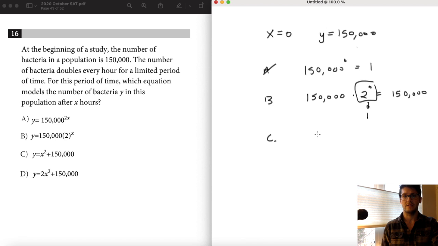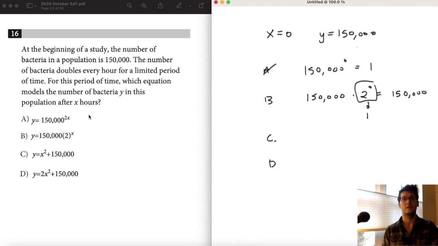Look, first, when x is 0, C and D are going to work because you're going to get 0 squared, which is just 0 plus 150,000, or 2 times 0 squared plus 150,000. It's going to work no matter what because the zeros make it such that you're just going to get the 150,000. That's what this question says: you start at 150,000, you double every hour. So then what you might do is just try out x is 1. In 1 hour, you should double the y value and get to 300,000. And that's how you get rid of C and D.